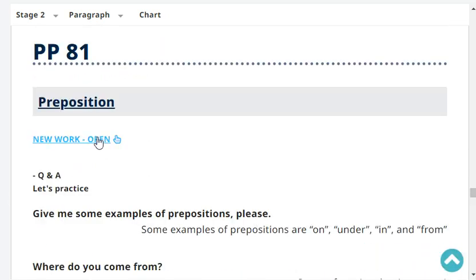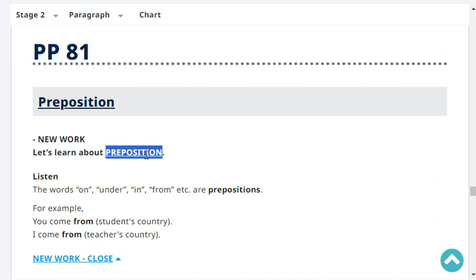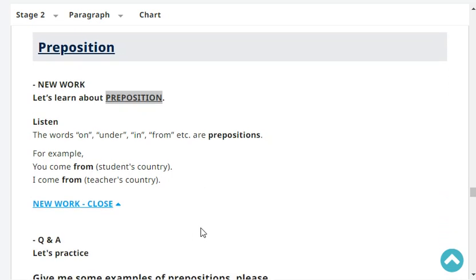Okay, repeat. Preposition. Very good. Okay, so let's talk about preposition. Listen, the words on, under, in, from are prepositions. It tells the position. For example, you come from Japan. I come from the Philippines.